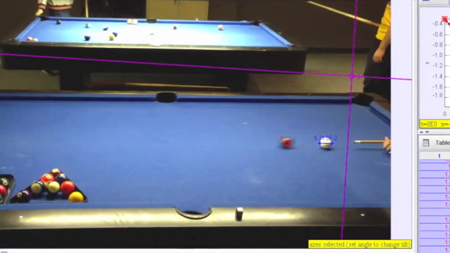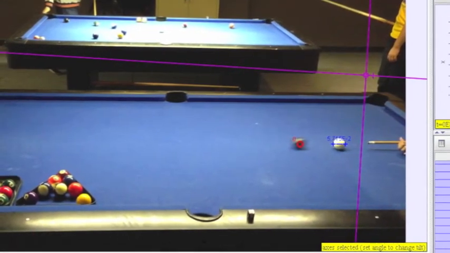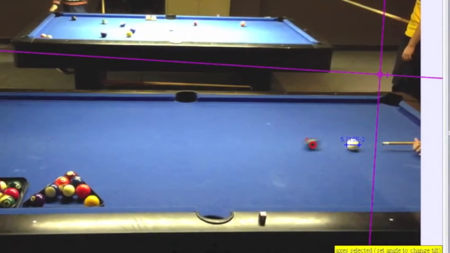If we change the origin, the ball's position would be shifted in relation to the origin, but the velocity would remain the same because the change in position wouldn't be affected at all.